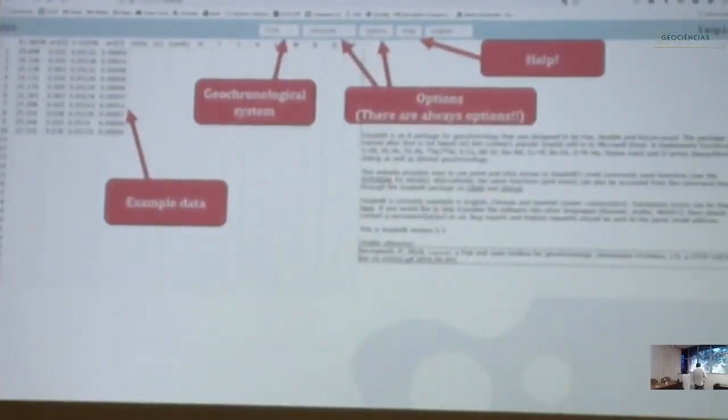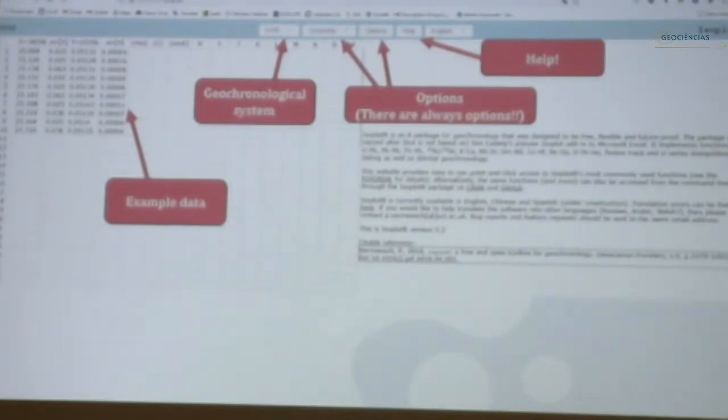So this is how it looks. Once you go into the interface, you have your data, and there is always example data. Here you can choose the geochronological system you're going to work with. There are different options, and we're going to go into these options in a little more detail later. And there's help, and this help is really nice because, at least from my perspective, it tells you exactly the answers to the questions you might have, like should I click here or shouldn't I. It's really, really helpful.